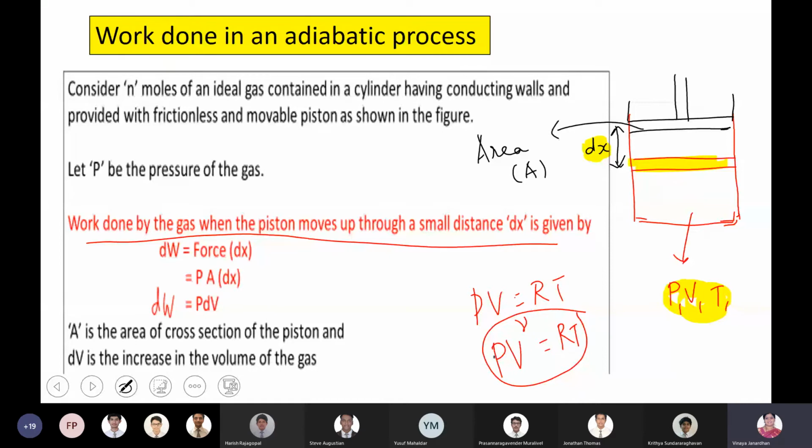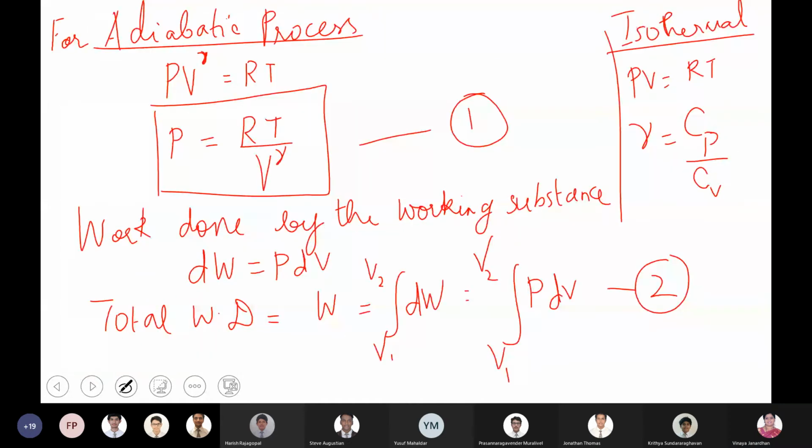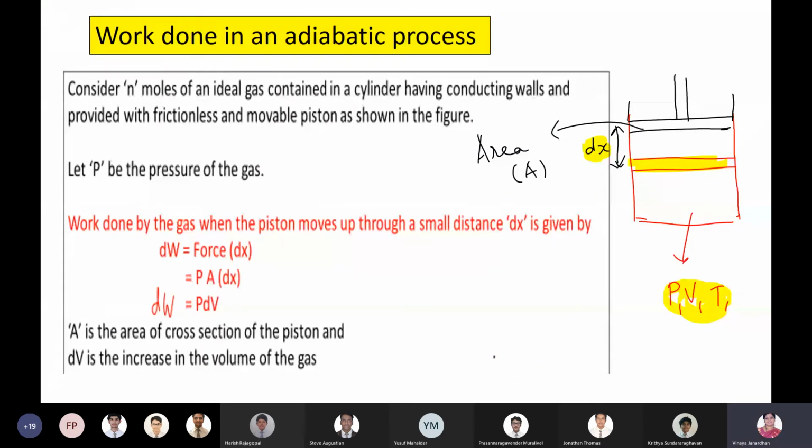Anyways, boys, because it's a huge derivation, that's right now not required for you. For an isothermal process, you consider PV is equal to RT. For an adiabatic process, PV raised to the power of gamma. Now, what is gamma? It is the ratio of the specific heat capacity of the working substance at constant pressure to the specific heat capacity of the substance at constant volume. What do you mean by specific heat capacity? What is meant by specific heat capacity?